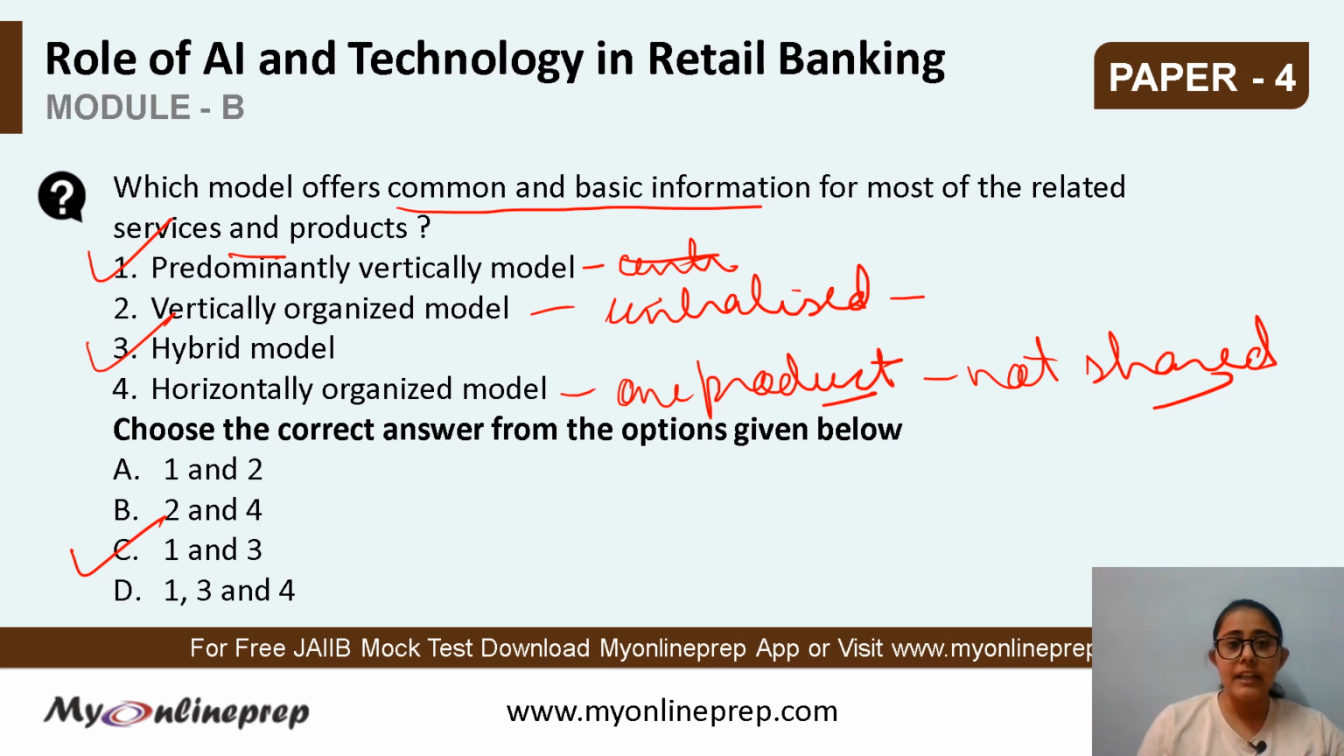So here, what is the question? It offers common and basic information. So it is the predominantly vertical and hybrid model. So the correct option is 1 and 3, that is option C is the right answer. Okay, we move on to the next question.